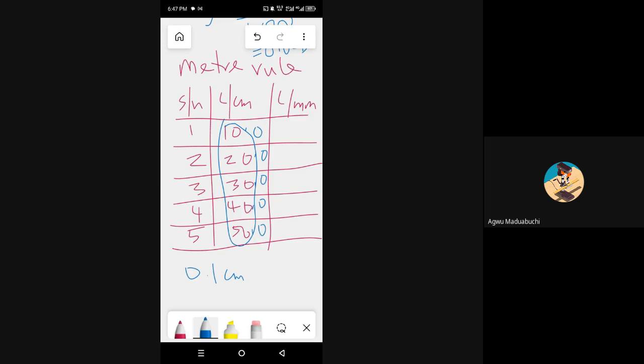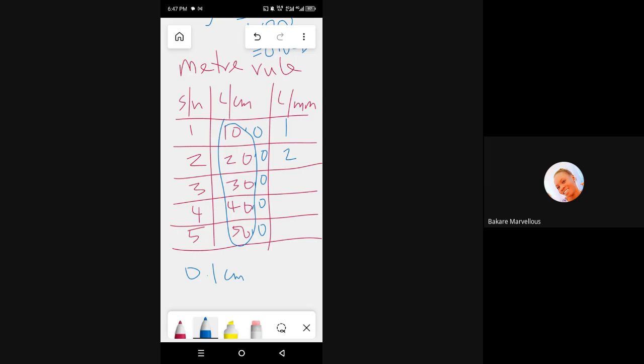So that's 1. For number 2, what will be the answer? For number 2, what will be the answer? 2. For number 3, what will be the answer?